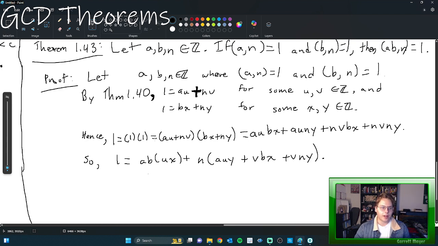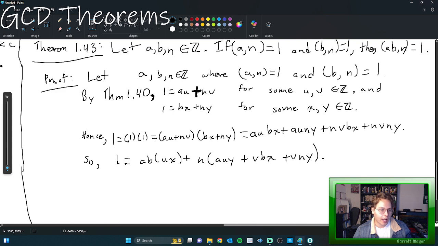So what do we have here? We have 1 written out in terms of AB times an integer plus N times an integer. Now, what does this mean? Well, if you remember from that theorem that we proved originally, just about in the case of 1, the biconditional holds in the case of 1.